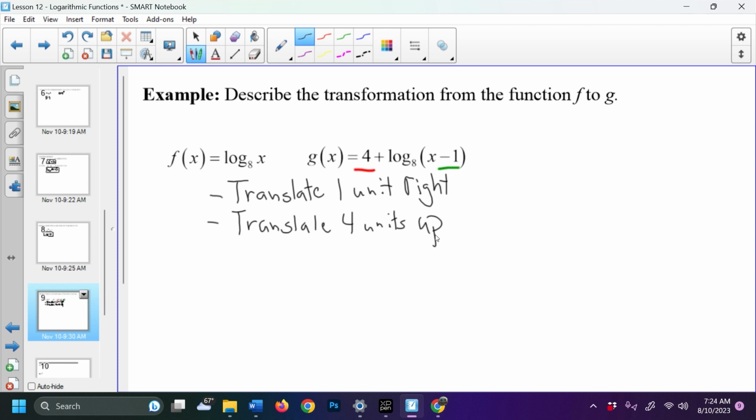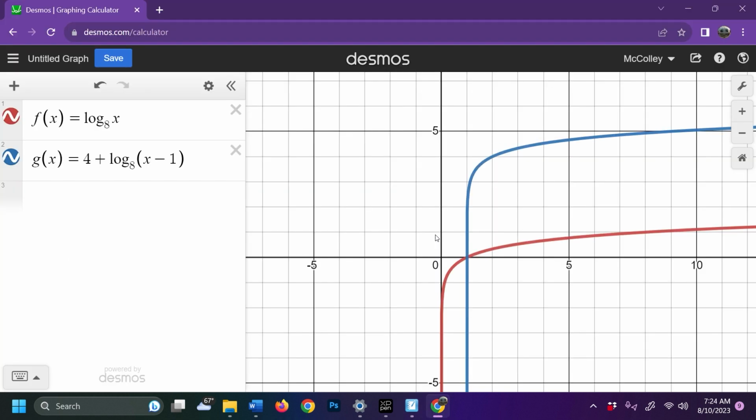And we can check that using Desmos. So here I have both f of x and g of x graphed. And that general point (0, 1) on the original graph, which is going to be on all simple logarithms, has been translated up to (2, 4), which is 1 unit right and 4 units up. So I feel very confident from this diagram that we have the correct answer.